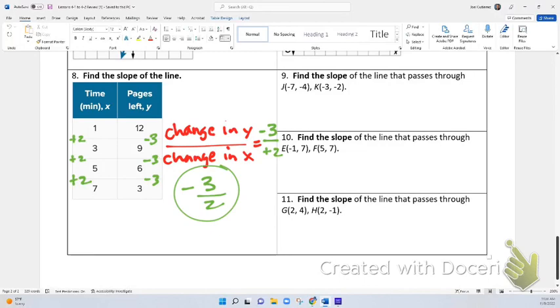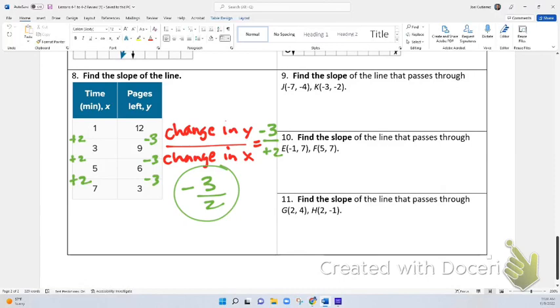Some kids will argue and say, well, that's an improper fraction. Can we change it to like a negative 1.5 or a negative 1 1/2? Sure, you can if you want, but that would be perfectly fine if you did that tomorrow for the quiz.